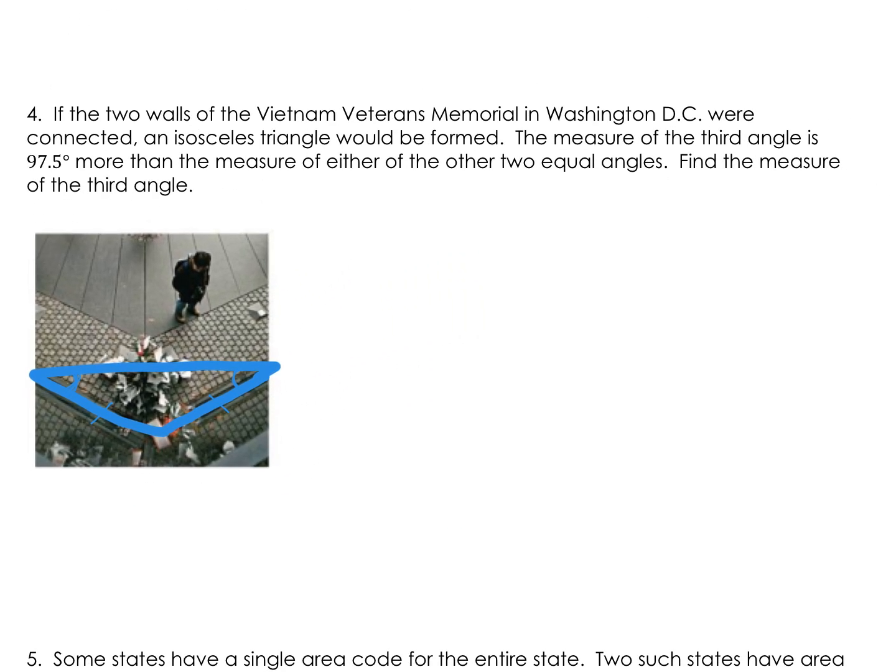And so it says the measure of the third angle is 97.5 degrees more than the measures of either of the two equal angles. So if I was to redraw this, these two angles are equal. They're the same. And this top angle is 97.5 more than those two. What can I make those two? Can I make them a variable?